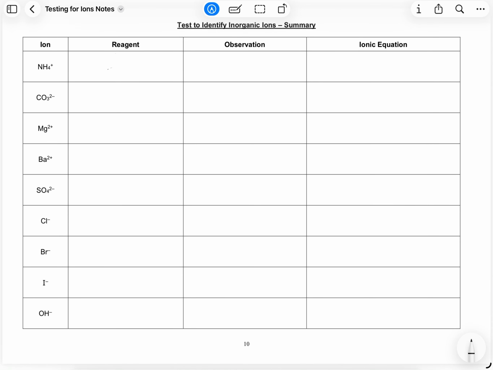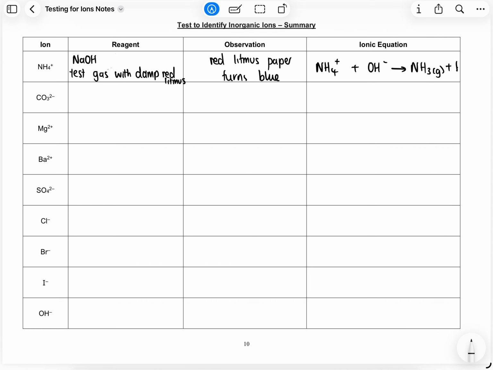In this final video, we're going to just summarise all the observations and tests we've carried out. So the first test was the test for ammonium ions. We add sodium hydroxide and test the gas with damp red litmus paper. The red litmus paper turns blue. And that was because the ammonium ions were reacting with the hydroxide ions to make ammonia gas and water. And those ammonium ions could be aqueous or they could actually be solid in this case.